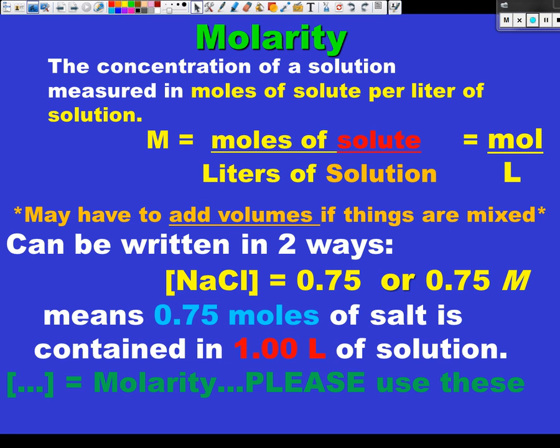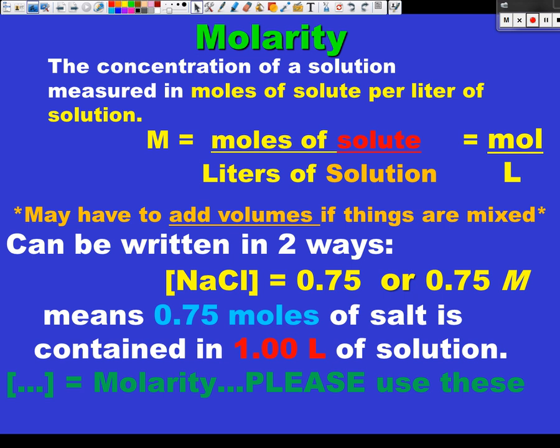Like the one right there in yellow. You do not have to write the M. You can put it in brackets. Yes, sir. I kind of like it personally.